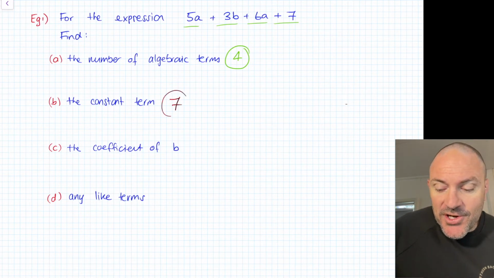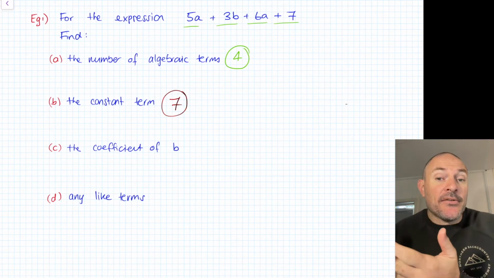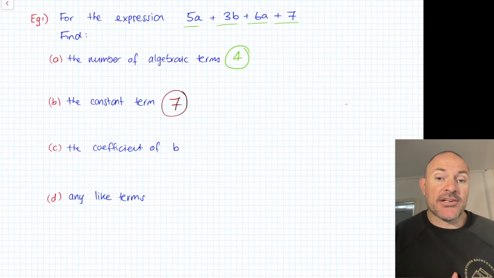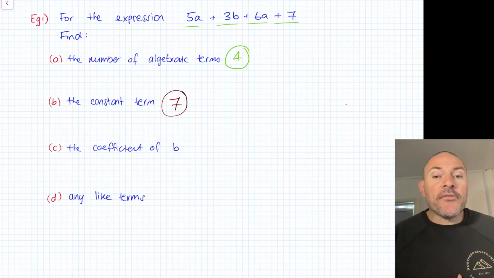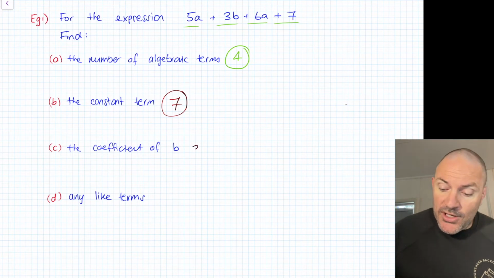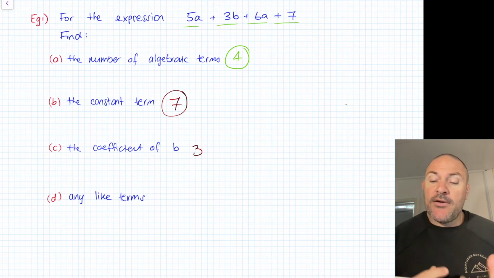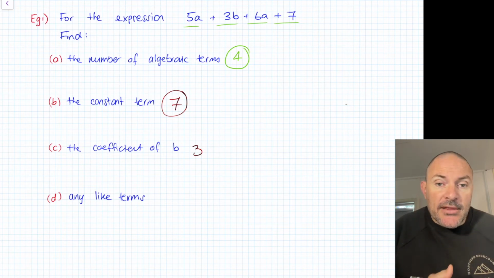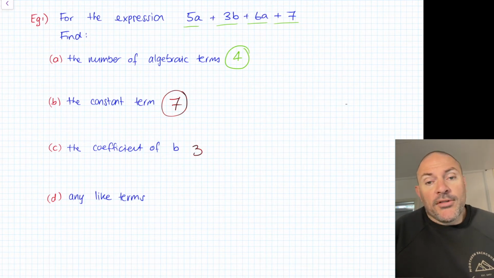The constant term, of course, is 7. It's the only one that doesn't have a letter, variable, or pronumeral attached to it. So it's the 7. It is constant. It can never change. The coefficient of b would be that plus 3 up there. Of course, we don't need to put the plus there though. If it was a minus, we would have to put the minus, but a 3 there is fine.